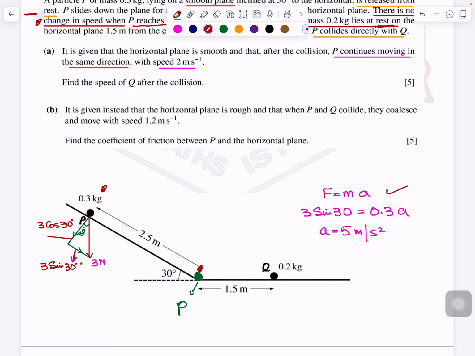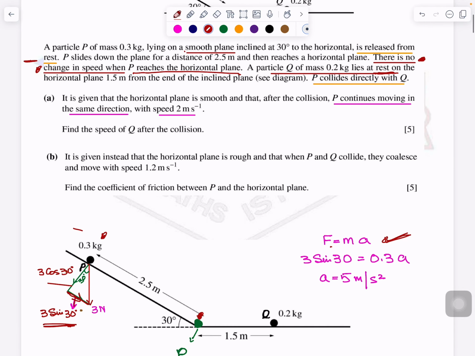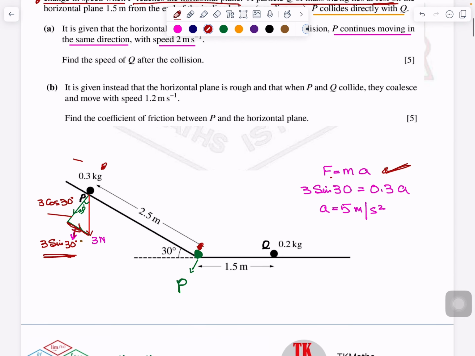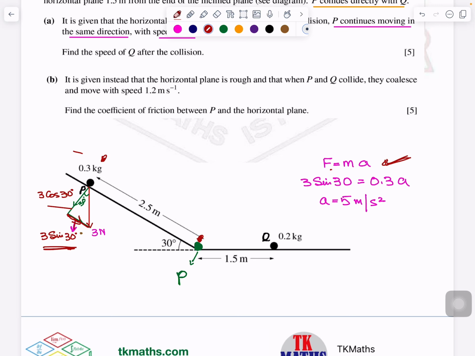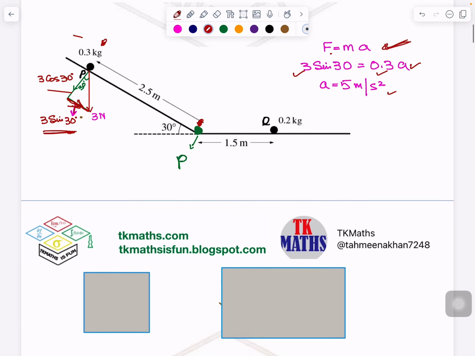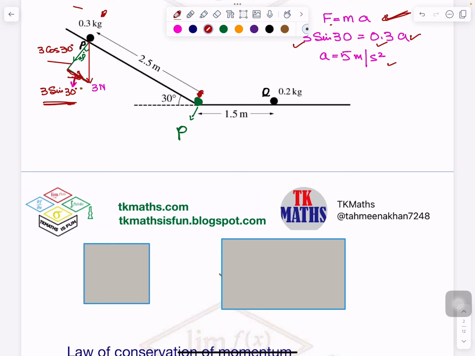So now when I'm applying F equals ma, Newton's second law of motion, the forward force with which it is coming down is 3 sin 30. There is no backward force because it was written in the question the plane was smooth, right? So there is no friction, nothing. So it's only the forward force. So force is 3 sin 30, mass is 0.3 and a I have found out 5 meter per second square. So now I know the acceleration and I can easily find out the velocity with which the particle will come here. Which formula I will use?